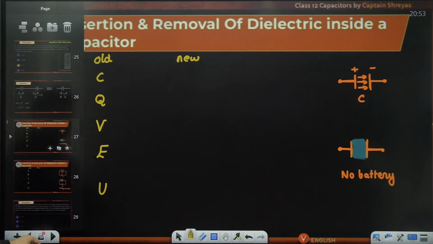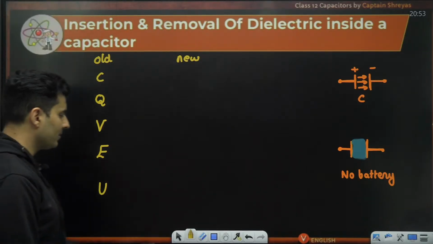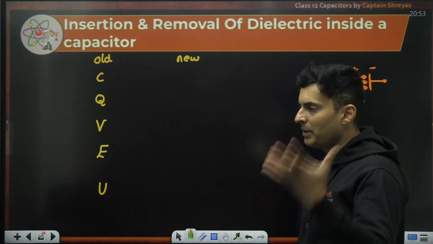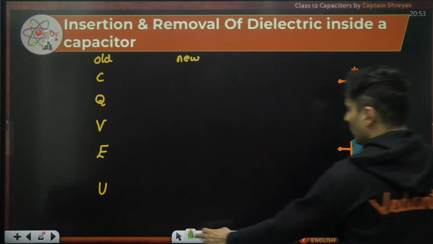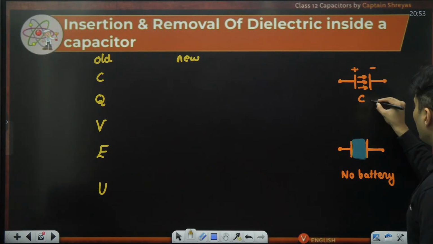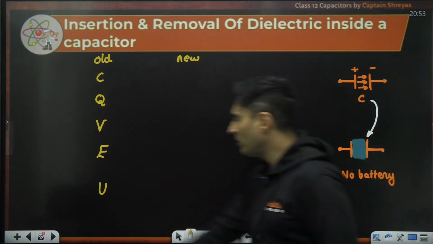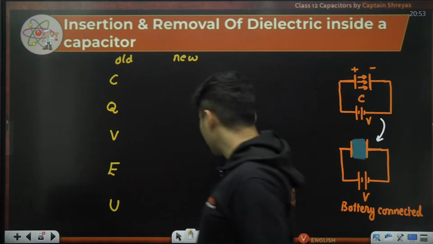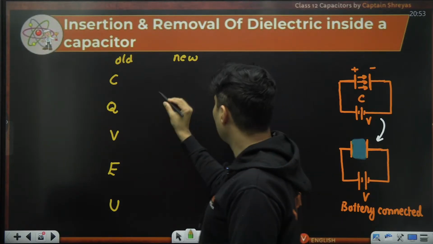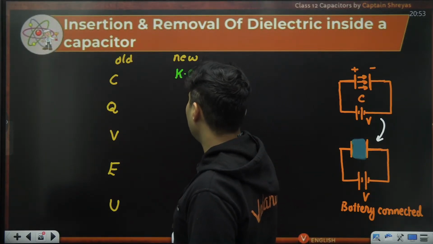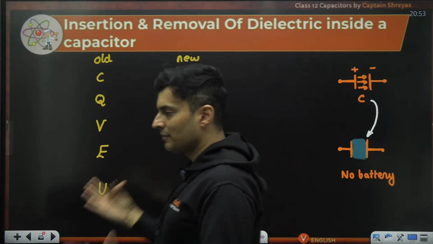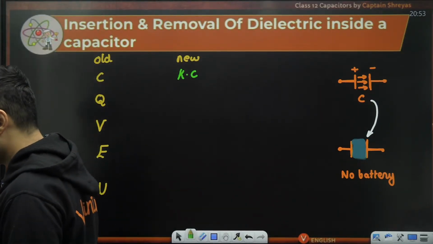Okay, ready for this game? So let's start. First, with the capacitance. No brainer: the moment you add a dielectric, the capacitance has to increase K times. So in both the cases, capacitance will become K times of C. Here also it will become K times of C. That is the first thing that you can conclude.